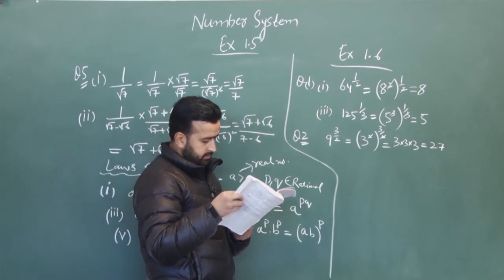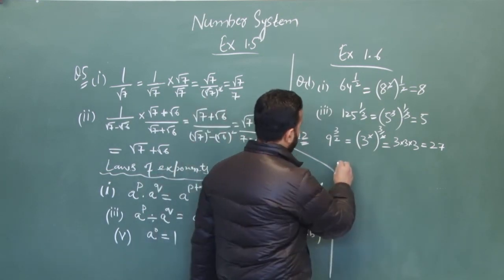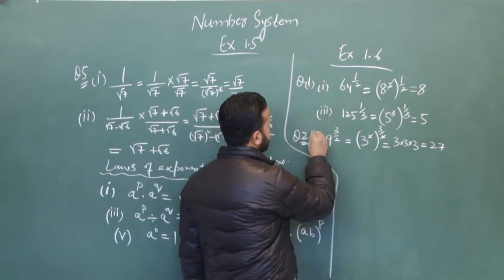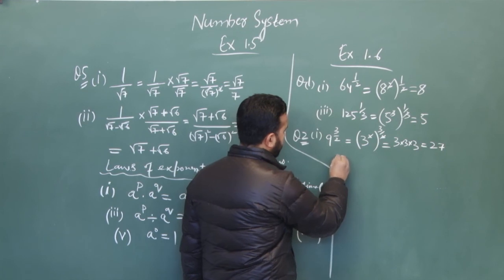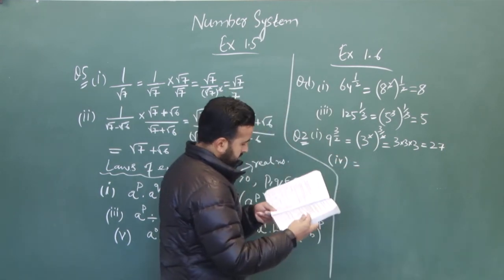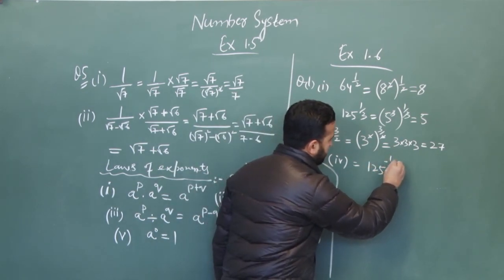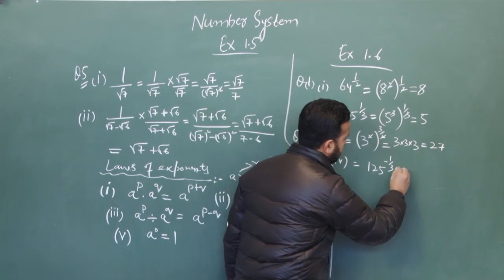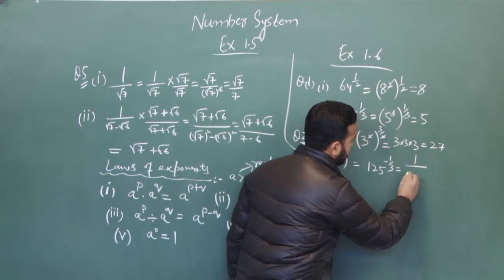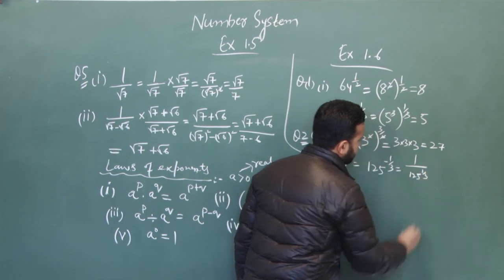And then we have the fourth one. This was the first part, and the fourth part has the negative power. Let us see how we can solve that. That is 125 raised power minus 1 by 3. So we can write it like this: 1 divided by 125 raised to the power 1 by 3, if we have to make the power positive.